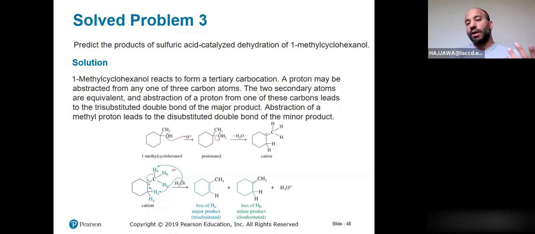Predict the product of sulfuric acid catalyzed dehydration of 1-methyl cyclohexanol. So this will be going through protonation, give you a carbocation. Once you kick off H2O, you end up basically having the possibility of eliminating the hydrogen from the secondary carbon, and that will be the major product, because every single time you generate an alkene from an alcohol, you're always going to generate the Zaitsev product. That's important, the more substituted alkene. The other possibility, of course, the minor one, picking a hydrogen from the primary carbon to end up making the terminal alkene, the methylene structure. So this will be the minor product.